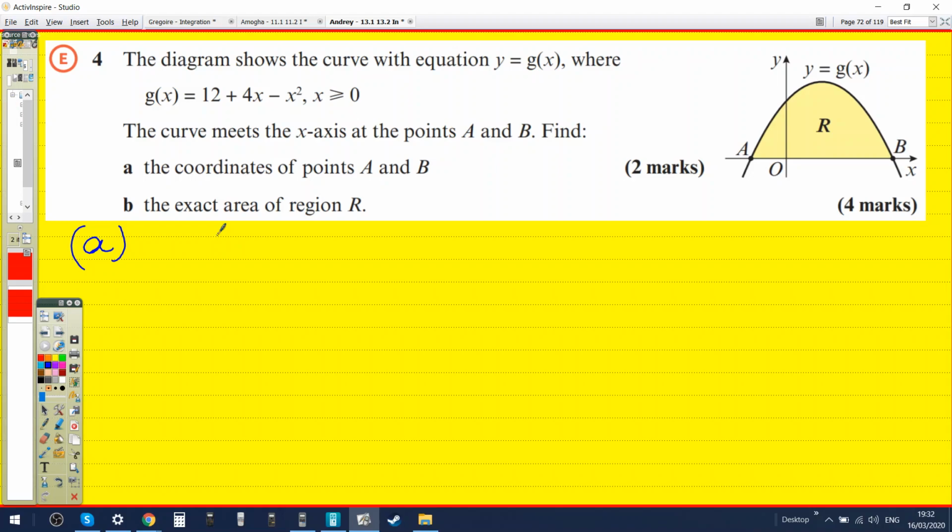And then the roots are -2 and 6. -2 and 6. And so what are the coordinates of A and B? So A is equal to -2, 0. Yeah. And B is equal to 6, 0. Well done. Part B.